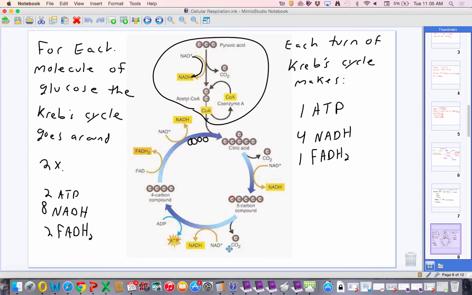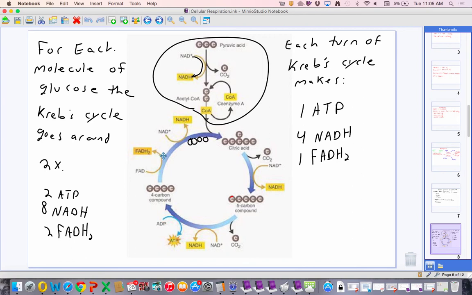Then another carbon leaves as CO2. NAD positive comes in, picks up a hydrogen ion and 2 electrons, leaves as NADH. And for this one, an ADP will come in and pick up energy in its phosphate group that it uses to store the energy in that bond and leaves as ATP.